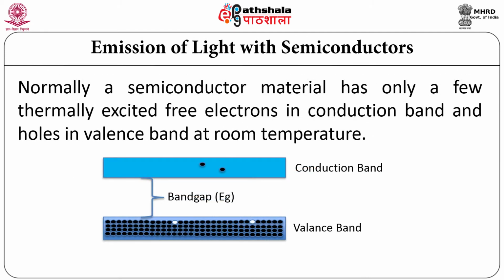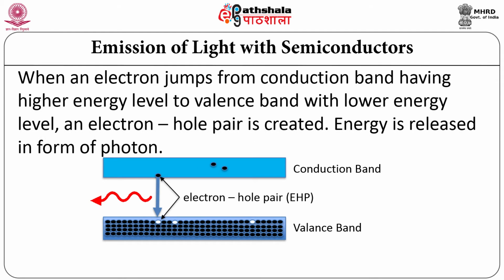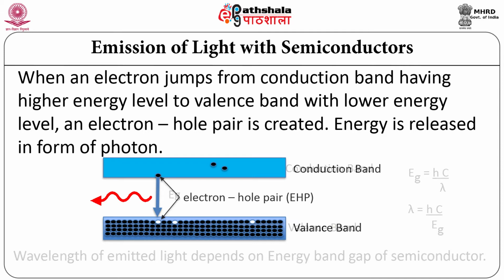This electroluminescence phenomenon can also be explained using an energy band diagram. Normally, a semiconductor material has only a few thermally excited free electrons in the conduction band and holes in the valence band at room temperature. When an electron jumps from the conduction band, having a higher energy level, to the valence band, with a lower energy level, an electron-hole pair is created. Energy is released in the form of a photon.